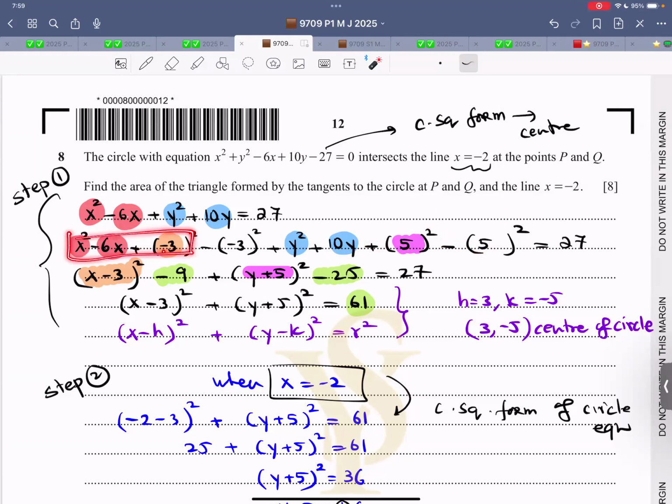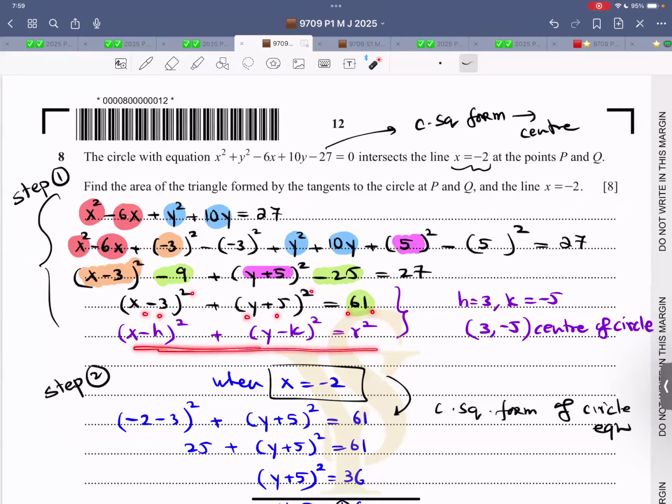Rewrite these three terms as a perfect square. That is the expanded form of this one. Rewrite these three terms as a perfect square. Transfer this to the other side. Transfer this to the other side. That becomes 61. This is x minus 3 whole square. Y plus 5 whole square is 61.